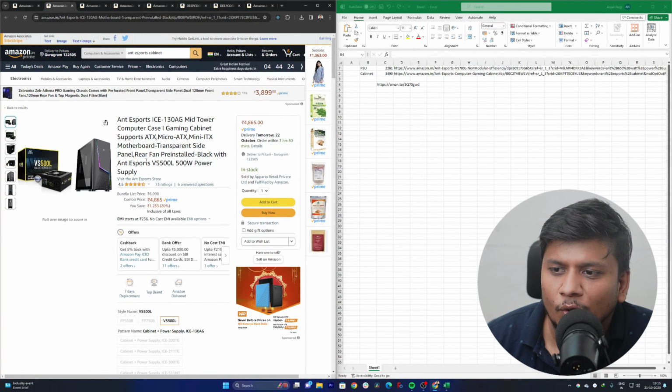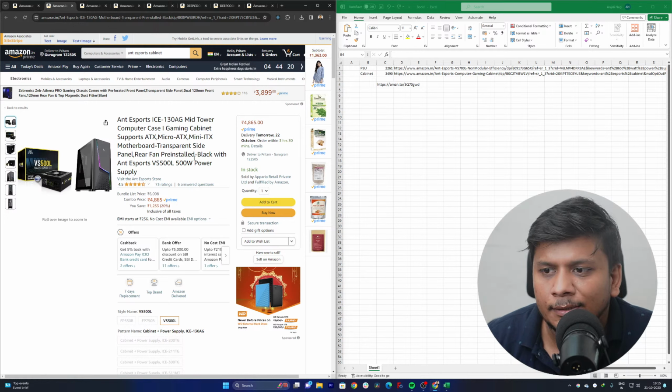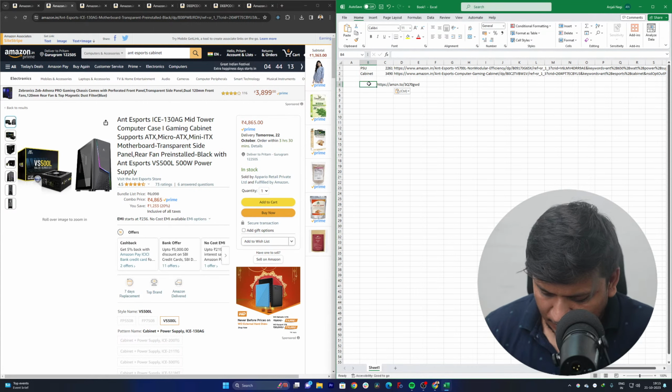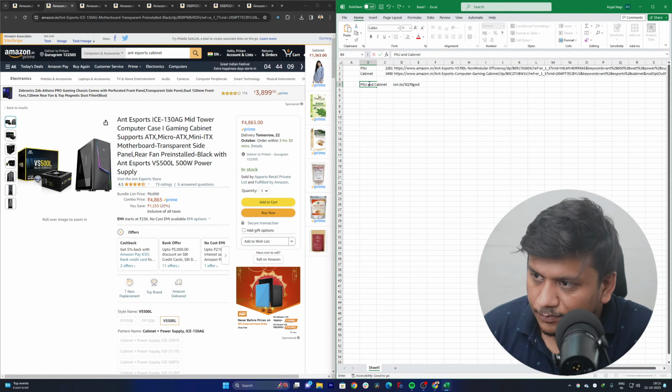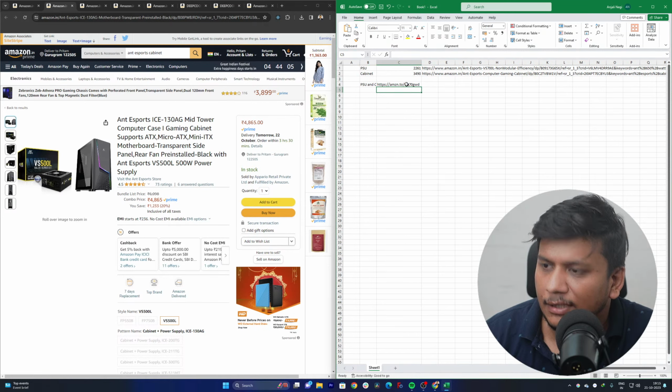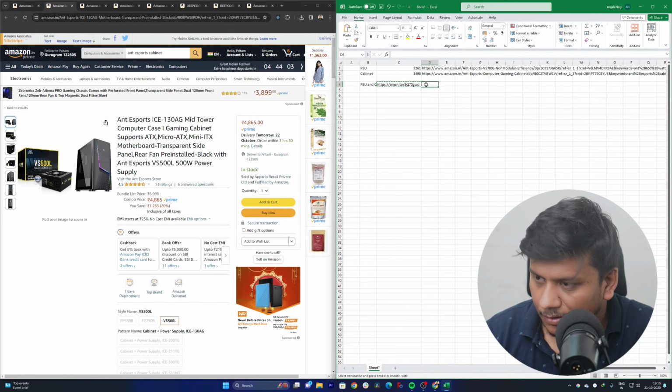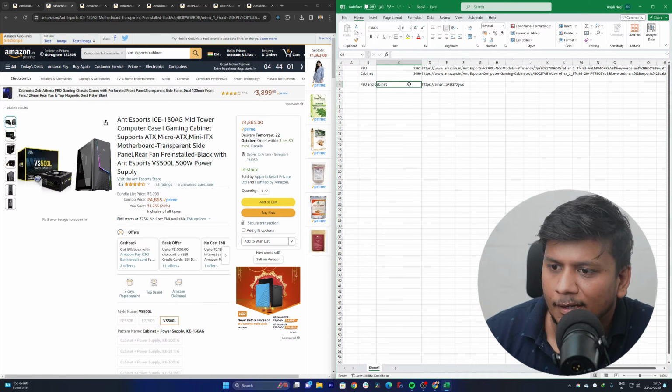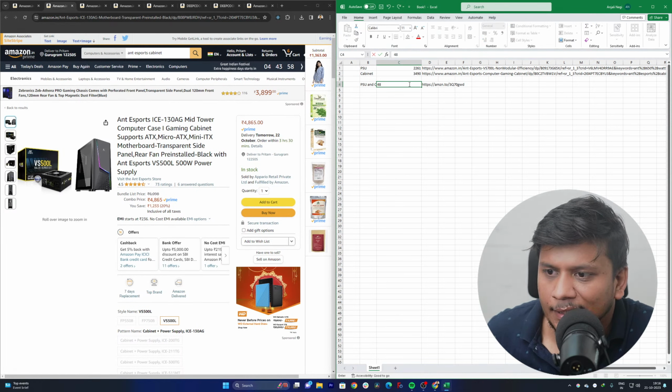Yes, but if you are planning to add a graphics card, then for sure you should go with a power supply of higher wattage. This one also looks pretty good. I can actually mention it. PSU and cabinet from Ant, and then actually I can keep it here. And the price here is 4865.